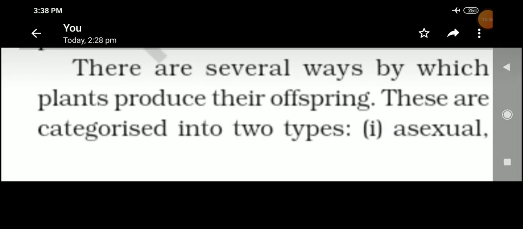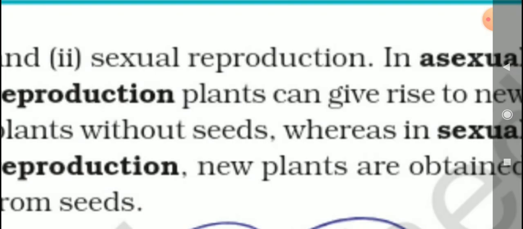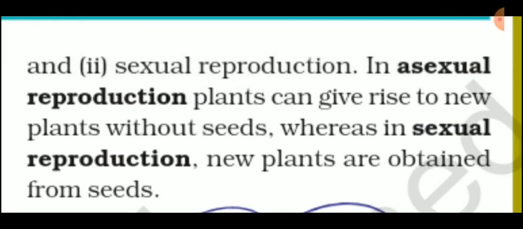There are several ways by which plants produce their offspring. These are categorized into two types. What are the two types of reproduction? All of you listen. Asexual reproduction and sexual reproduction. So all of you bracket the words, students. What are the types of reproduction? Asexual reproduction and sexual reproduction. Can you understand?